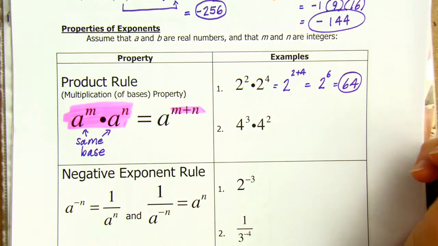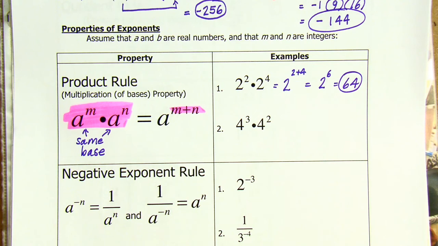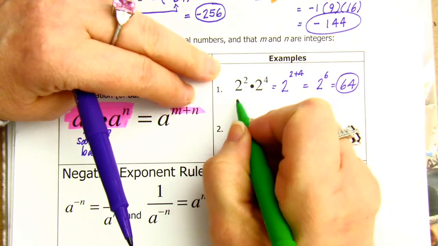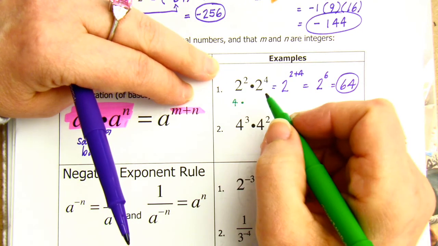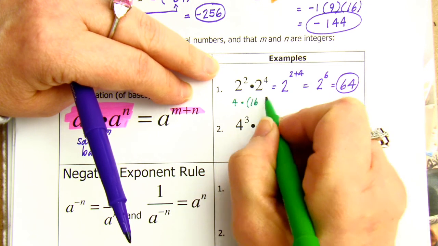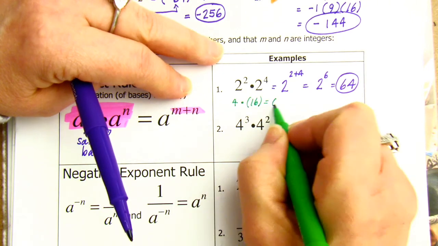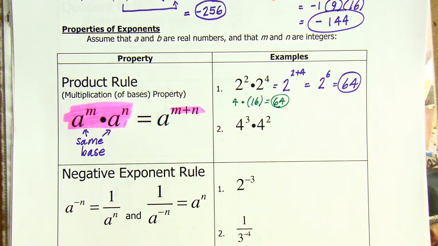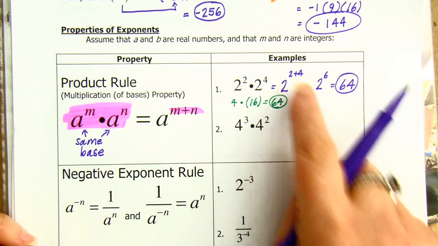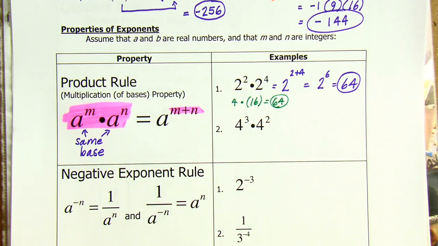All right, you could check it another way to see if this works. You know, we could do 2 squared is 4. 2 to the 4th is 16. And 4 times 16 is 64. So you get the same answer. And that's just proving that the property of exponents does work. This, though, is how you would do this on an assessment and in your homework. Why don't you try the next one?